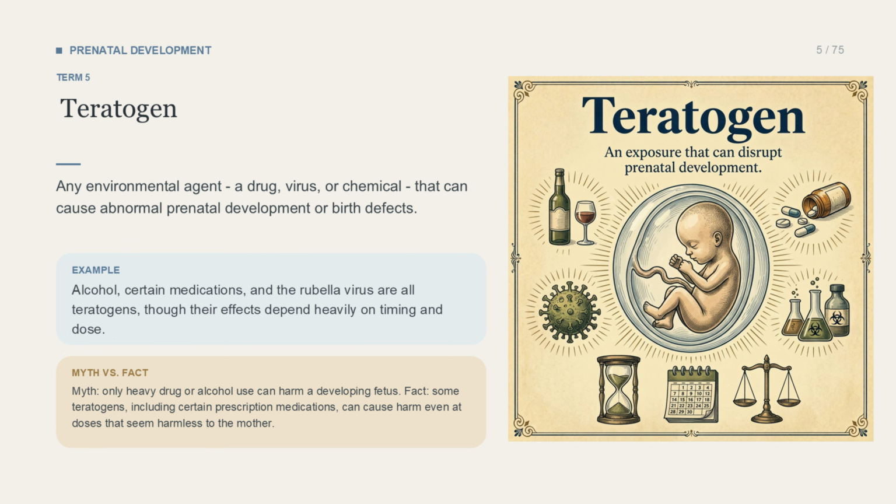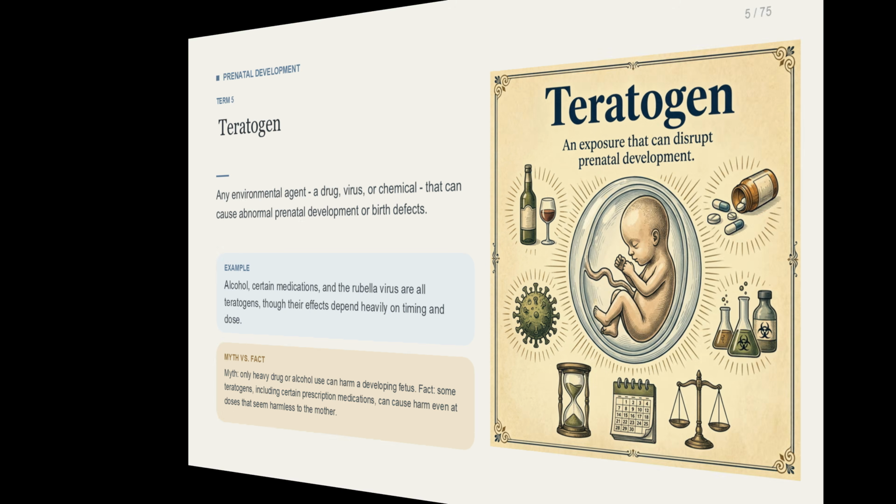5. Teratogen. A teratogen is an environmental agent that can interfere with prenatal development. This might be a drug, a virus, or a chemical. Alcohol, certain medications, and the rubella virus are all examples. But remember, exposure does not produce the same outcome in every case. The timing and dose matter.